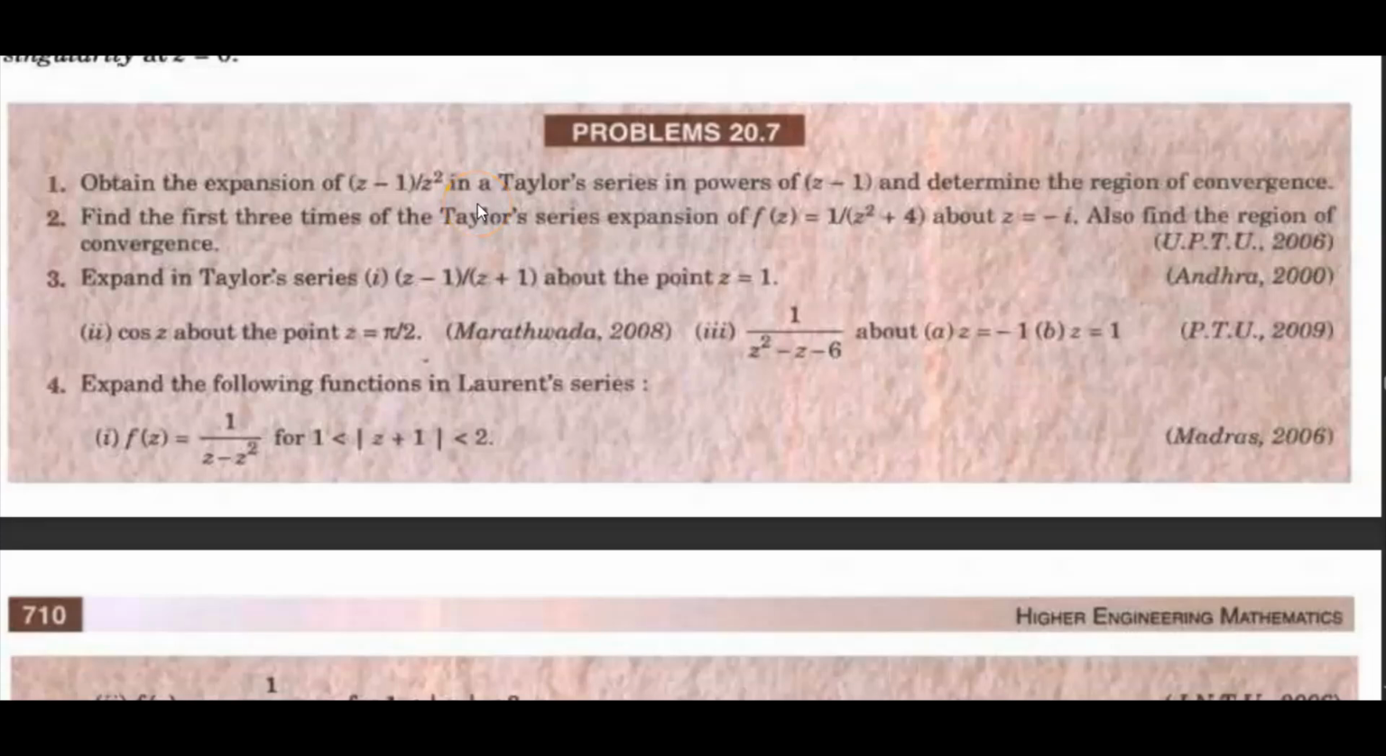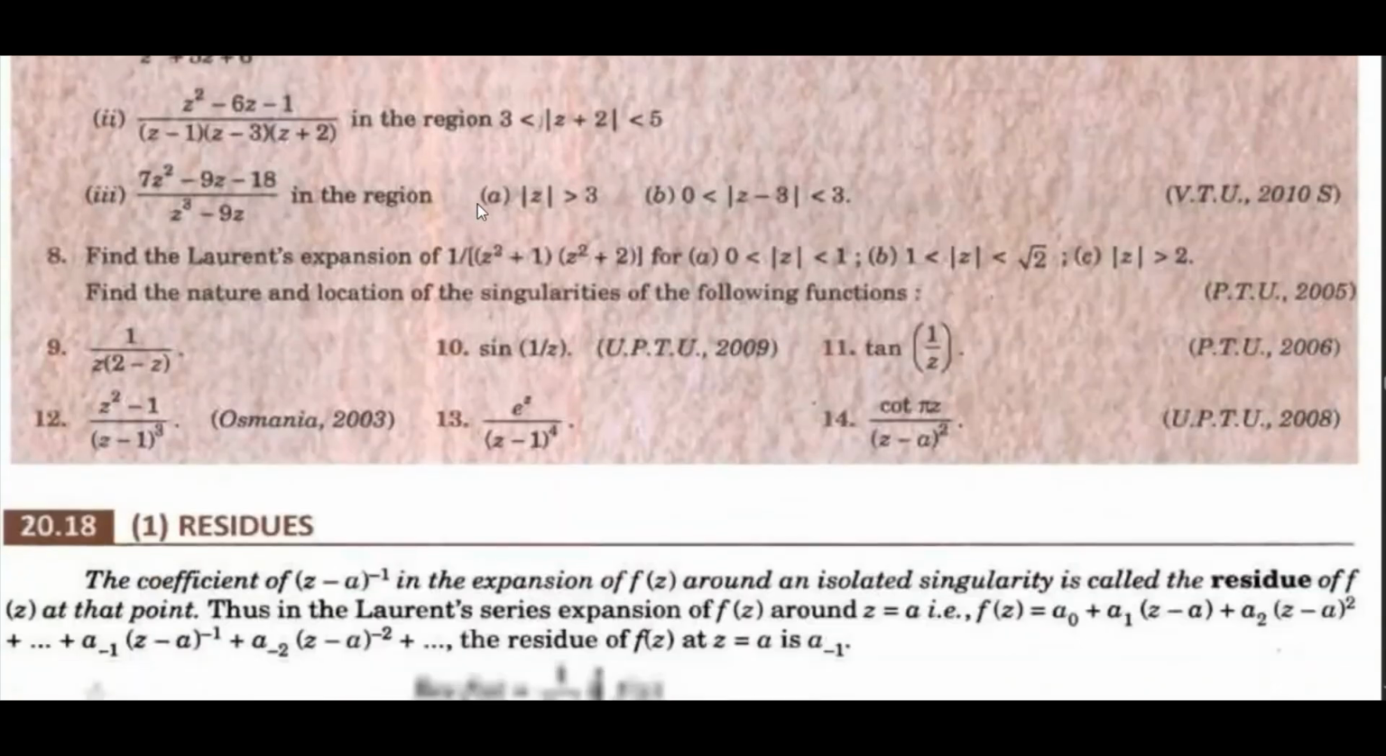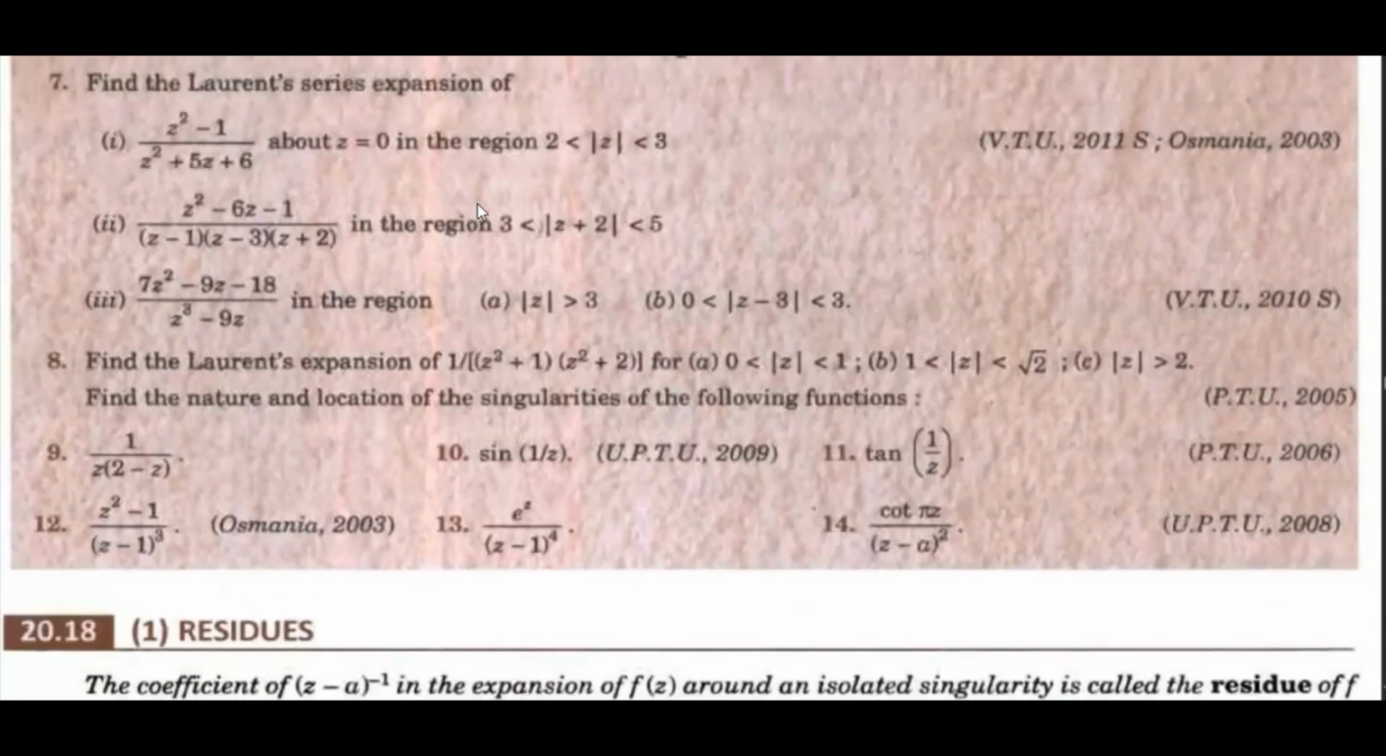Hello everyone. In this video, I am discussing problem 20.7, the last question of problem 20.7. Find the nature and location of the singularities of the following functions. There are 6 functions given to us. We want to find the nature and the location of singularities of these functions.